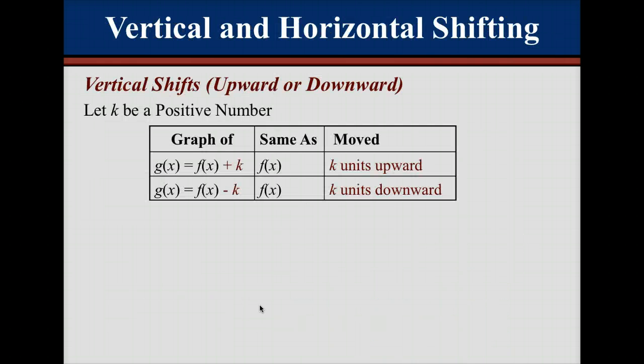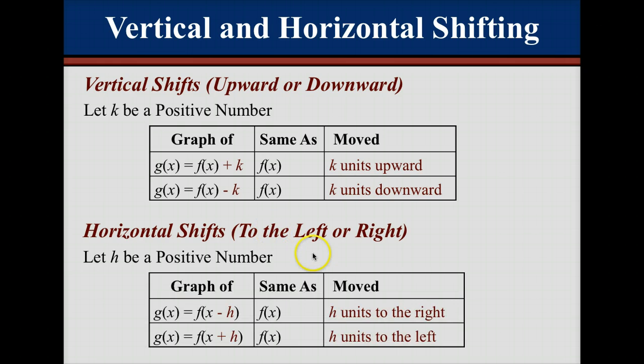There are vertical shifts, and you can find some more information on vertical shifts on, let's see, is that page 180? 181. Notice that this part, the k, is not inside the grouping symbol. So that lets you know it's a vertical shift, and if it's plus, it goes up. If it's minus, it goes down. Very simple, right? Now, horizontal shifts are a little bit different.